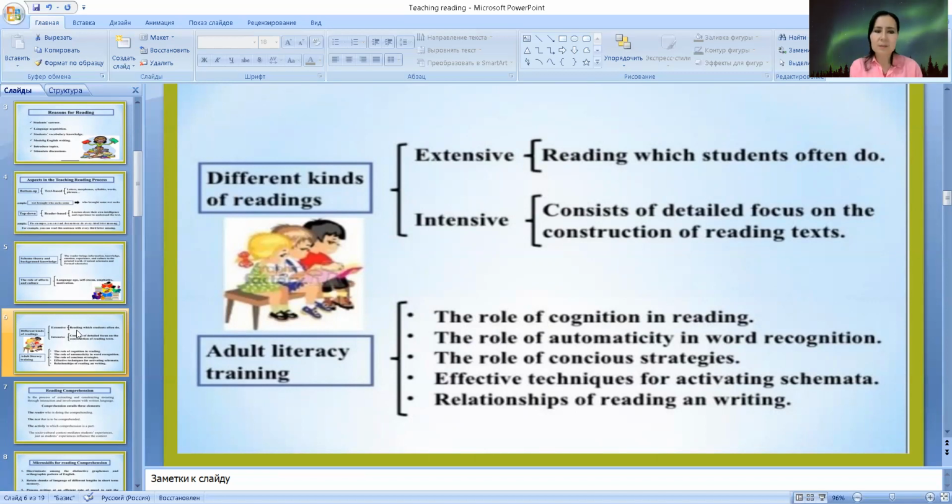So next, adult literacy training: the role of cognition in reading, the role of automaticity in word recognition, the role of conscious strategies, effective techniques, schemata, and the relationships of reading and writing. At the beginning of the lecture, I said reading, writing, speaking, and listening are the main methods of foreign language teaching, the types.